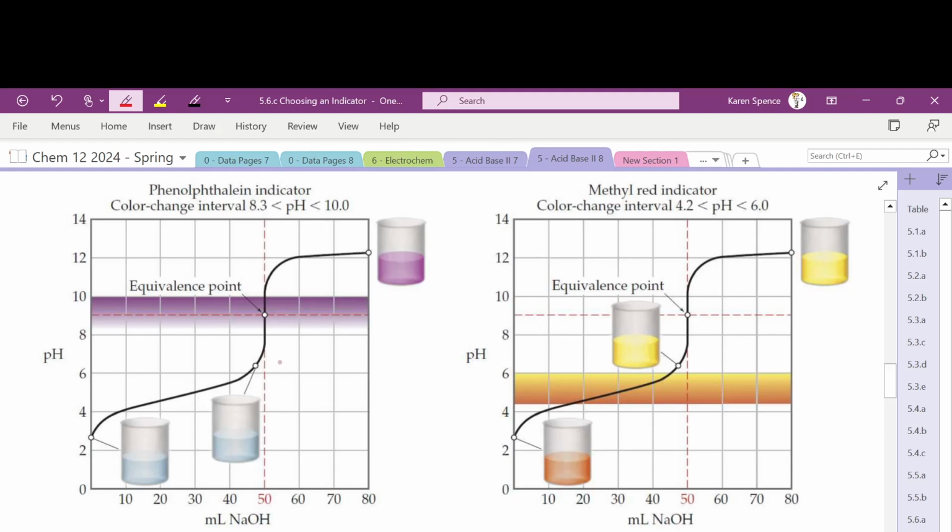Now, in graph number 1, who is our indicator? Phenolphthalein. And it changes color at around pH 9. What volume is needed to reach the end point? 50 milliliters. Methyl red changes color from 4.2 to 6.0, so its changeover point will be around pH 5. What volume does it take to reach pH 5? Around 35. Around 35.